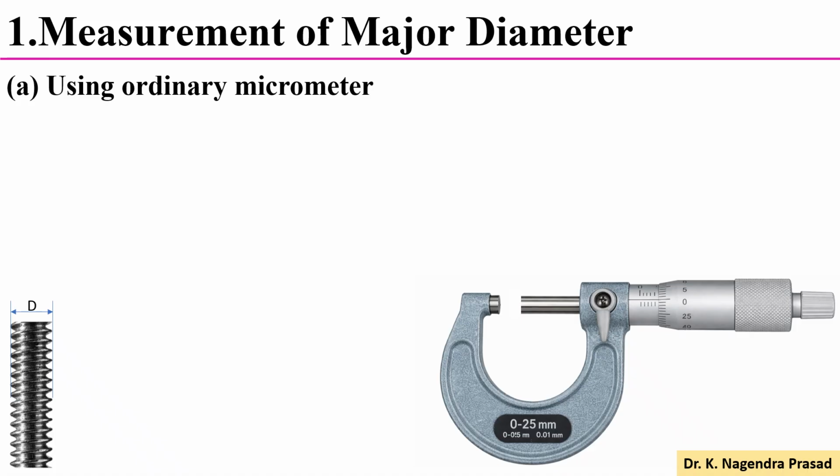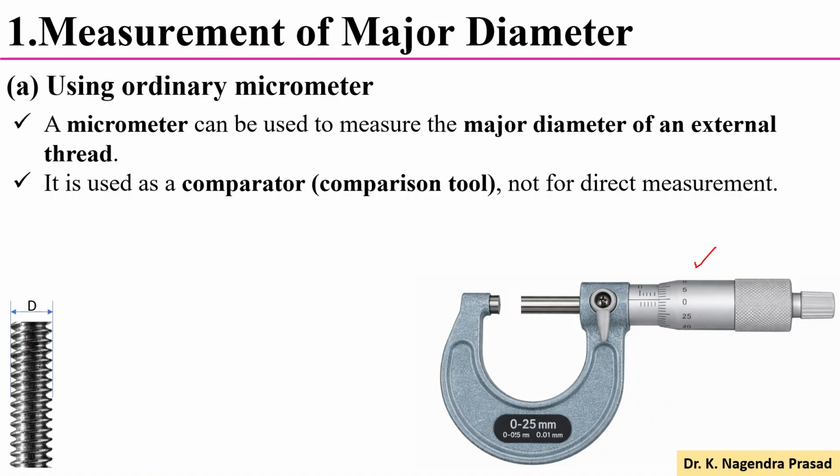In general, the major diameter of the screw thread is measured by the ordinary micrometer or the bench micrometer. First, we will discuss the measurement of major diameter of the screw thread by using the ordinary micrometer. Schematically, you have to observe this one. So let's consider the screw thread having the outer diameter capital D, and this is the ordinary micrometer.